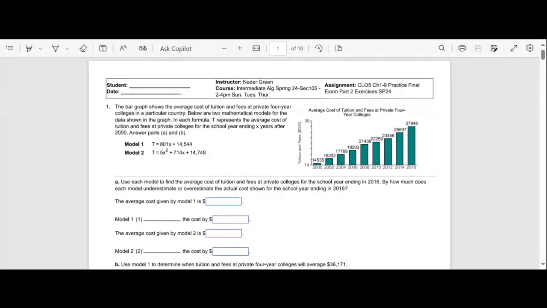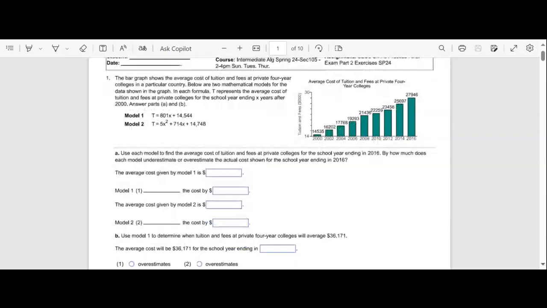Okay, we're going to start with question number one. Muhammad, can you please read question number one? Yes. Question number one. The bar graph shows the average cost of tuition and fees at private four-year colleges in a particular country. Below are two mathematical models for the data shown in the graph. In each formula, T represents the average cost of tuition and fees for the school year ending X years after 2000. Answer part A and B.